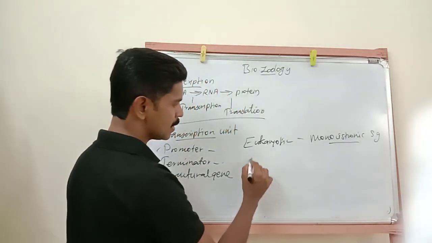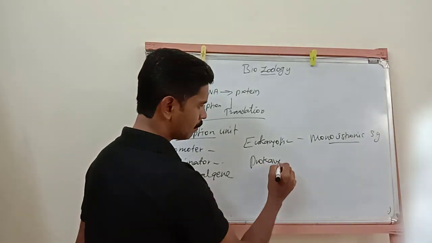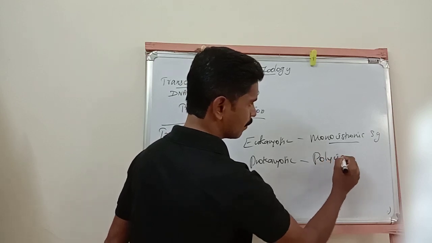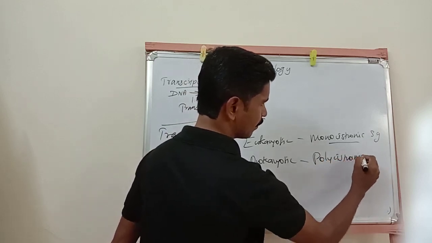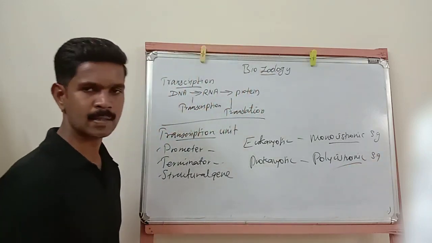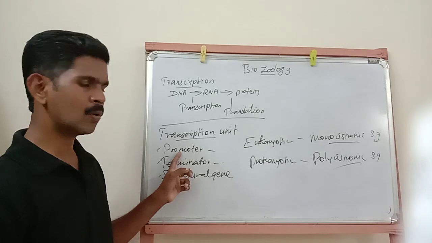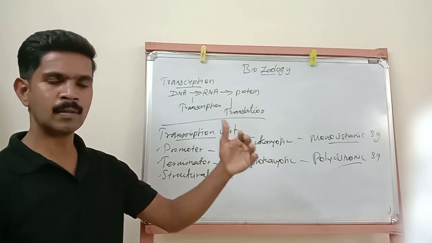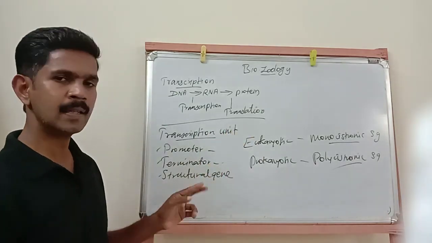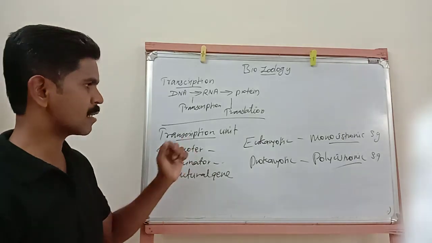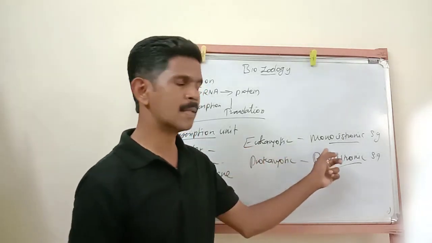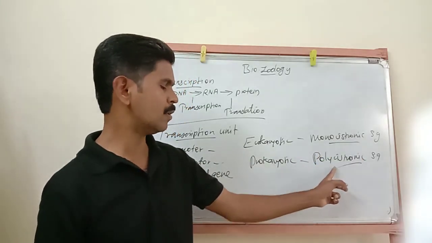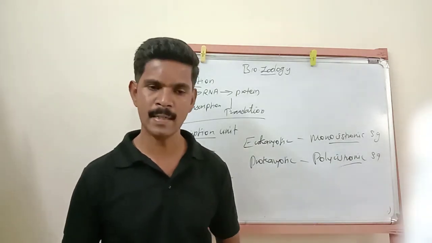Then the structural gene present in the prokaryotic cell is called polycistronic structural gene. So promoter region, already told you, is present in the 5' end of a DNA molecule, and the terminator region is located on the 3' end of the DNA molecule. There are two types of structural genes present in the transcription unit. In eukaryotic organism, it is called monocistronic structural gene, and in prokaryotic organism, the structural gene is called polycistronic structural gene.